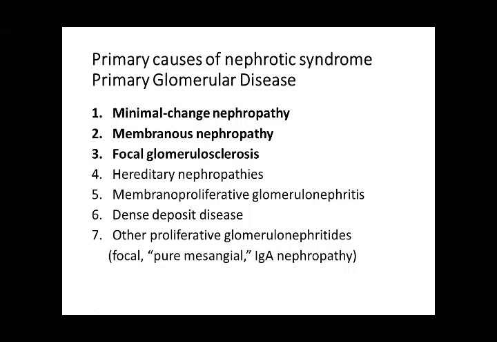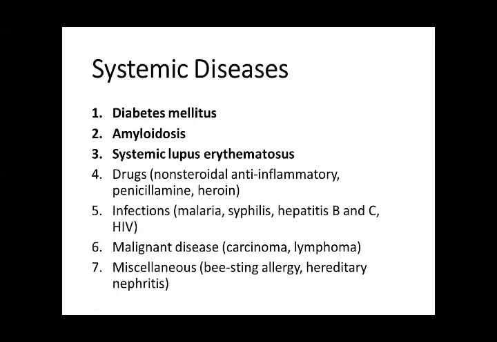Minimal change disease, as the name suggests, is only a charge pathology. Membranous nephropathy has immunological deposits, and focal glomerular sclerosis also has immunological deposits. And then there are hereditary nephropathies, membranoproliferative disease, dense deposit disease. We will read all of them one by one. Secondary causes: diabetes mellitus, amyloidosis, SLE, and drugs such as non-steroidal anti-inflammatory drugs, penicillamine, and heroin.